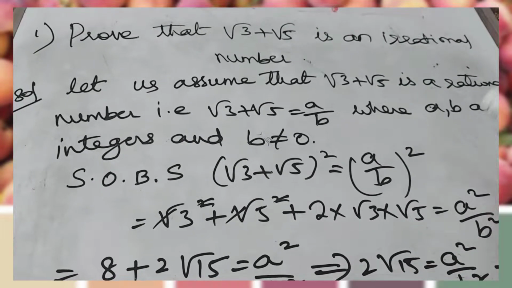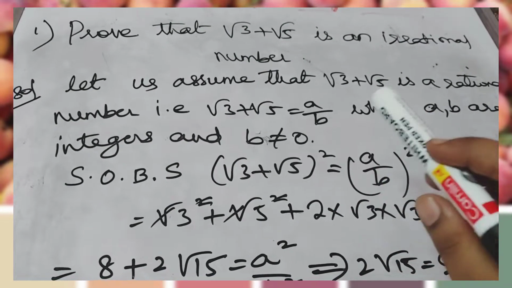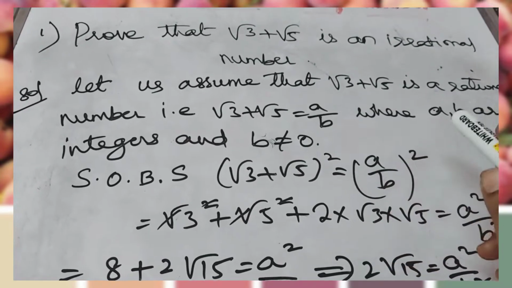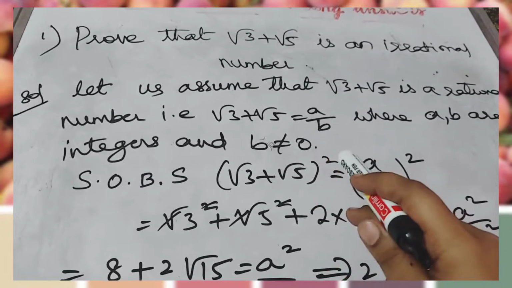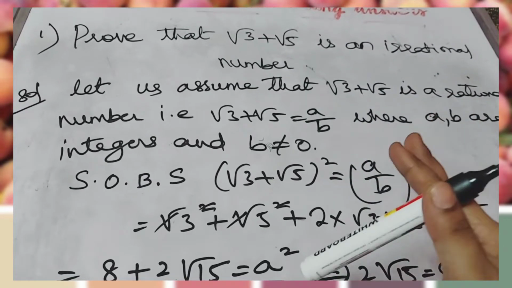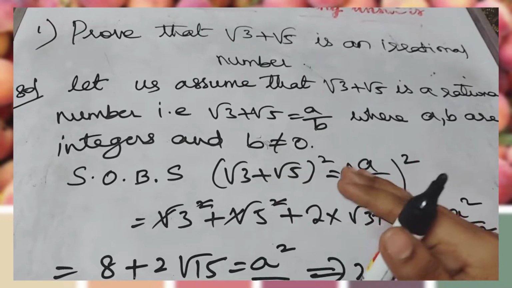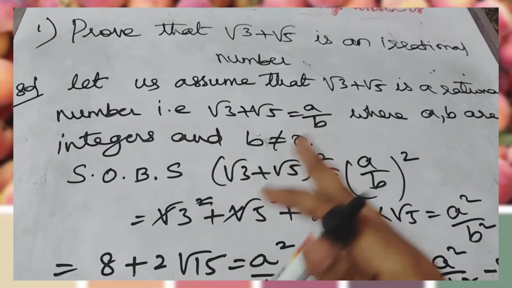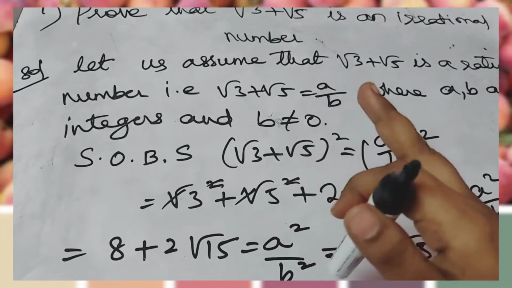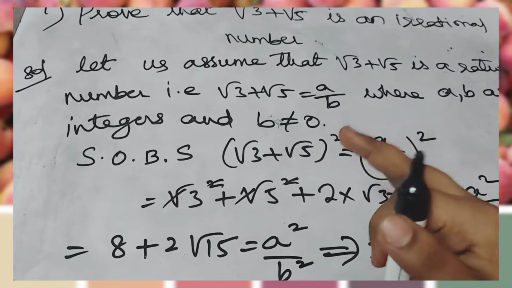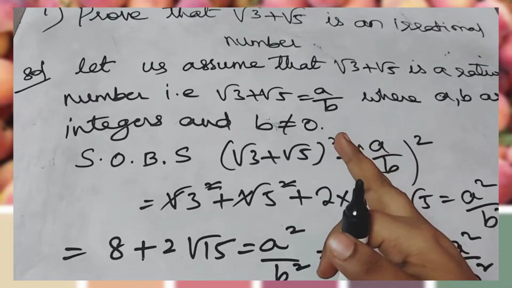First, you have to take this as a rational number. That is, root 3 plus root 5 is equal to a by b, where a and b are integers and b should not be equal to 0, as we are taking this in a p by q form. Rational number means q should not be equal to 0.